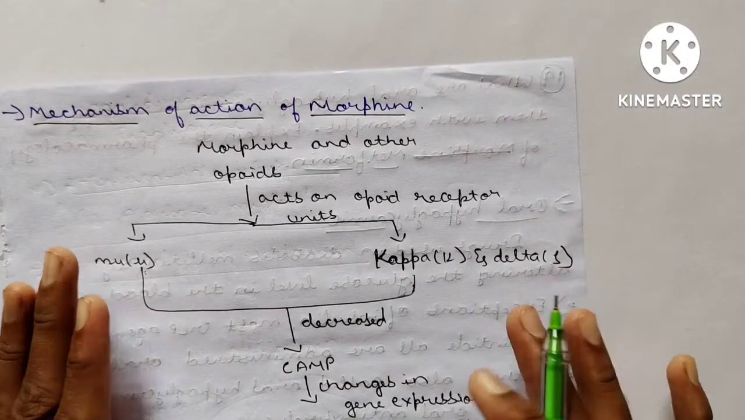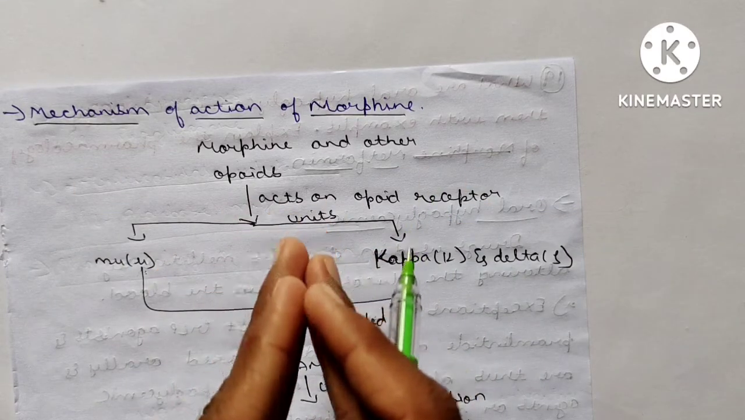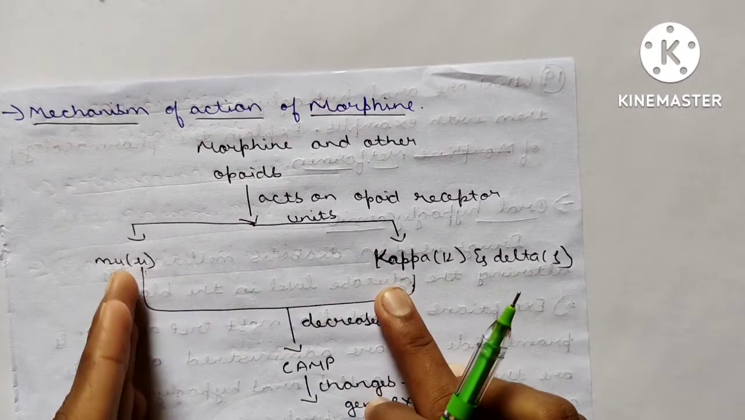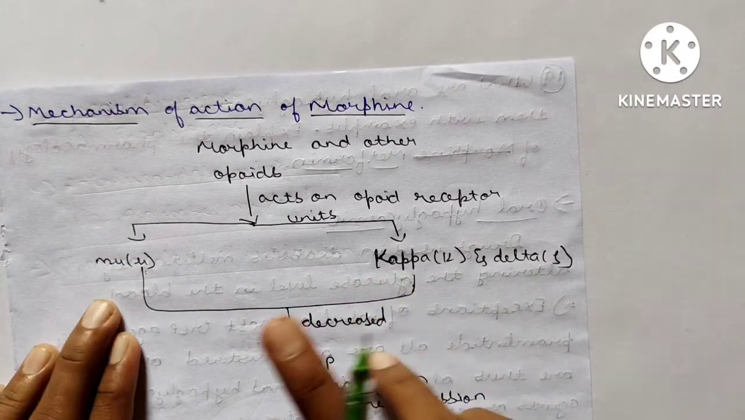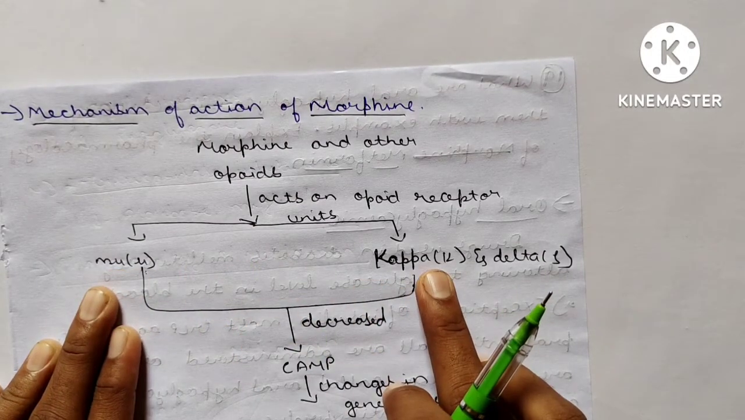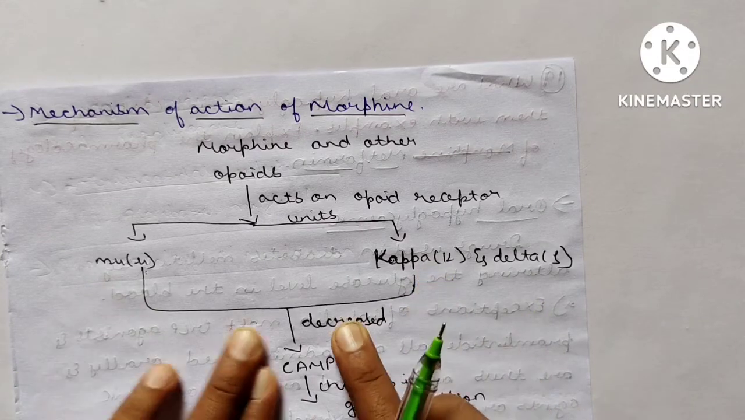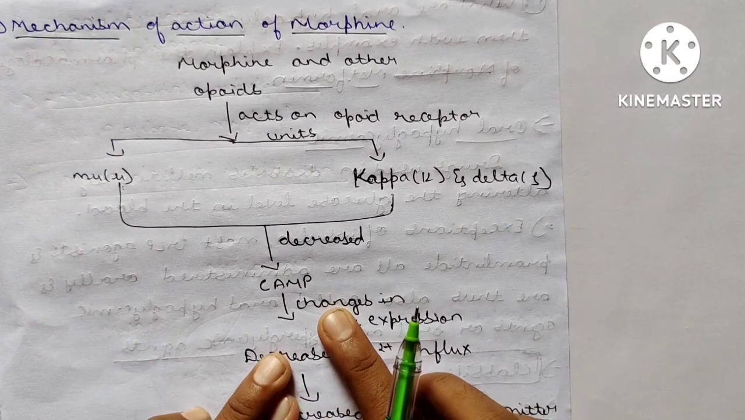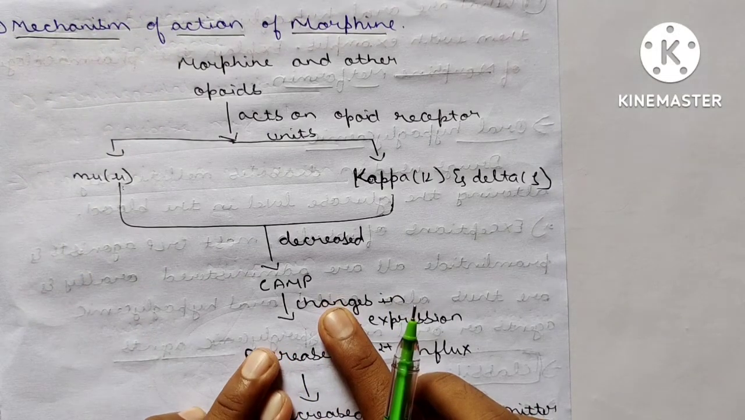Simple. You remember morphine. Where will it act? On the opioid receptors, mu and kappa. These are the two units. These units will decrease this cAMP. You know that it is made from ATP molecules, mainly cofactors.